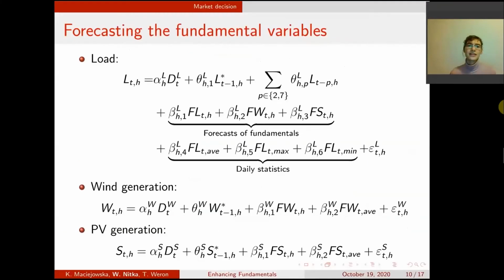Our models for forecasting the fundamental variables are as follows. The most complicated one is for load, and it is very similar to the models for market prices, in which we take the forecast of all fundamentals and the daily statistics. Whereas the models for the renewable energy generation are significantly simpler, and they take as the autoregressive effects.